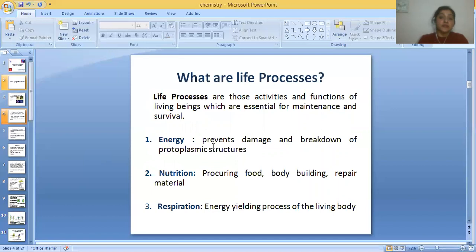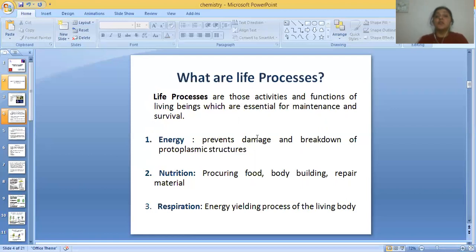So when we are sleeping or we're relaxing or we're taking rest, our body is doing a maintenance job. And for that, life processes are required. So what are the life processes? These are the activities and functions of living beings which are essential for maintenance and survival. We need energy to maintain our body, to prevent damage and breakdown of any cellular structure. And this is one of the life processes where our energy is maintained.